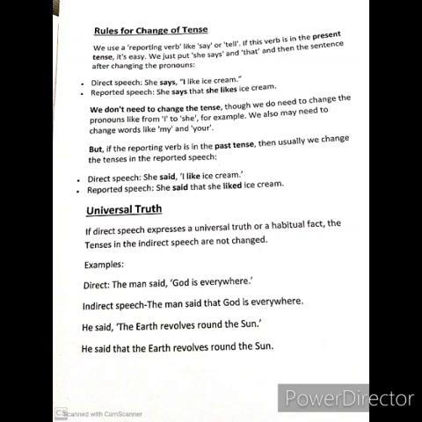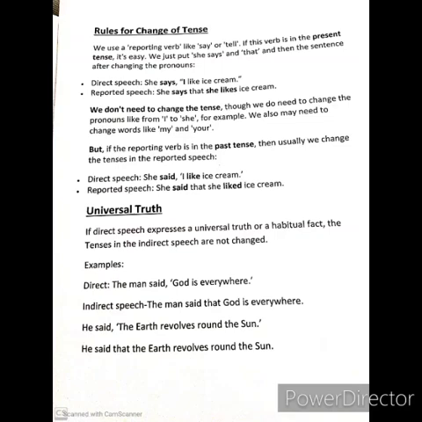See, she says, here the reporting verb is says, which is written in present form. I like ice cream. Now we have understood the change of pronoun. So here we will change the pronoun, but as the reporting verb is in present form, we will not change the tense. So as I started with rules for changing tense, this is the first part we have to understand, that when the reporting verb is in present form, we will not change the tense, but we will change the pronoun. So the reported speech will be, she says that she likes ice cream.